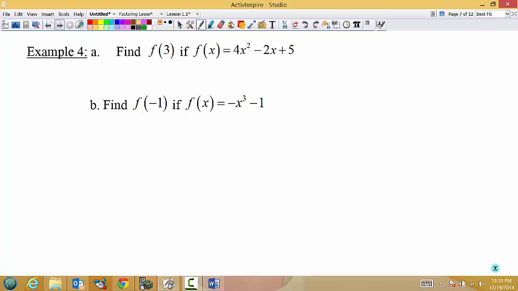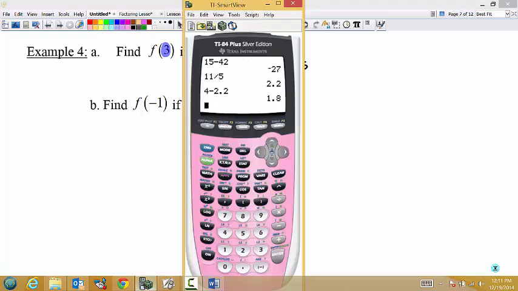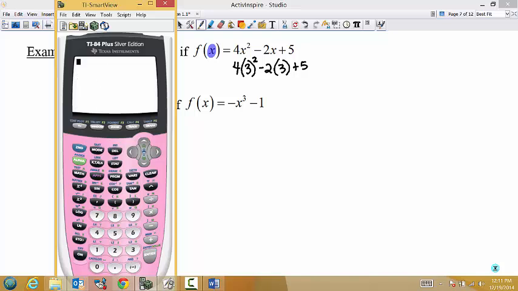Okay. Then we have the f of. We're plugging the numbers in. F of 3 just means I take the 3 and I put it where the x is. So it would be 4 times x, but x is 3, squared, minus 2 times x, but x is 3, plus 5, and I'm just going to use my calculator. 4 parentheses 3 squared minus 2, 3, plus 5, 35.